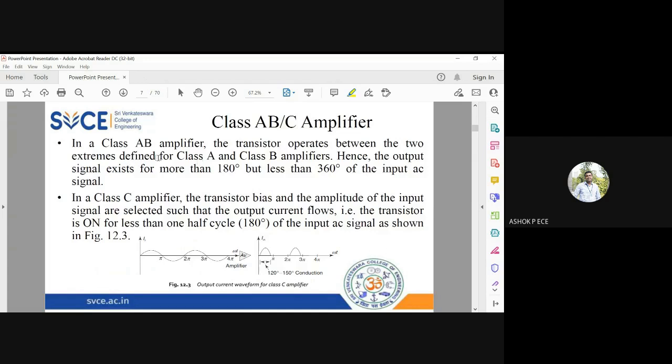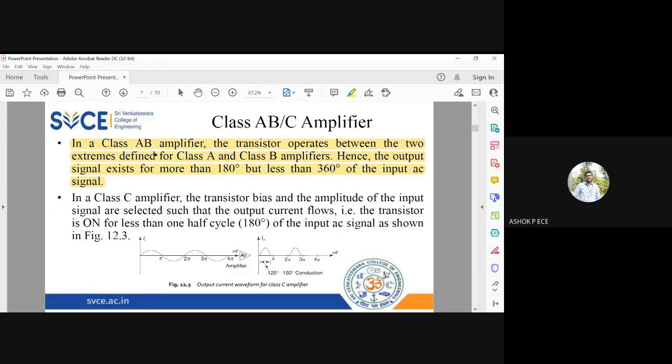Class A is operating for 360 degrees. In class B, it is operating only for 180 degrees. In class AB, it is between the two. So in class AB, the output signal exists between 180 and 360 degrees of the input AC signal. Okay, the output is not full, the output is not half, it is between half and full. So it is between 180 and 360 degrees of the input AC signal.